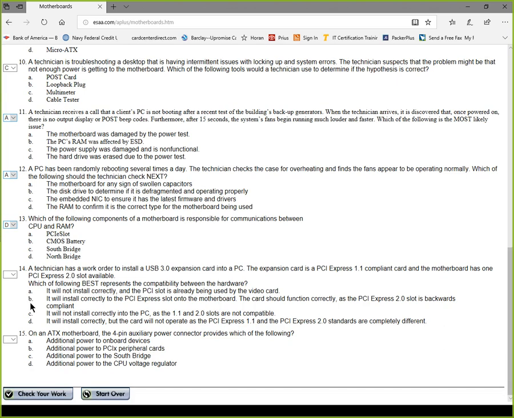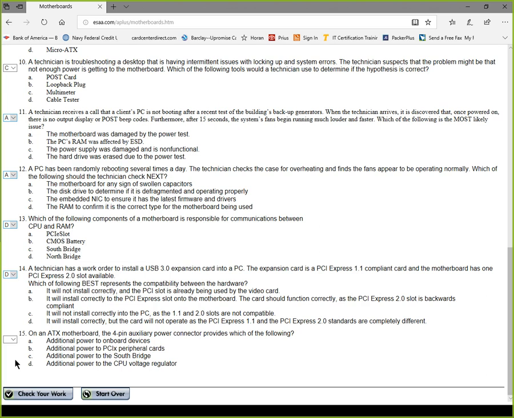A technician has a work order to install a USB 3.0 expansion card into a PC. The expansion card is a PCI Express 1.1 compliant card, and the motherboard has one PCI Express 2.0 slot available. What's going to happen? What's the capability? Maria wants the D. She's got D, and Barb's got D, so we'll pick D.